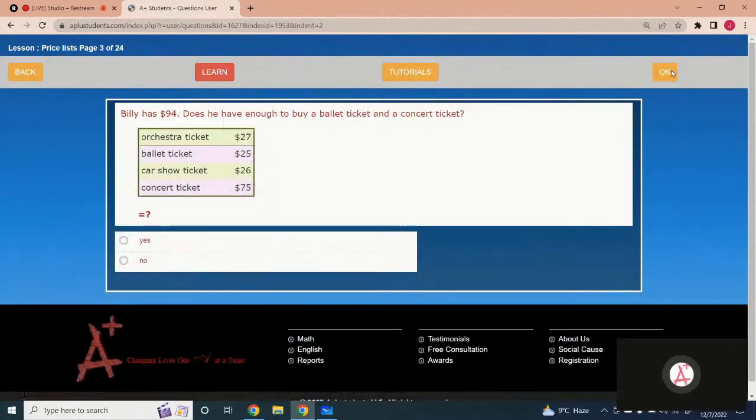It's okay. Okay, the next one is Billy has $94. Does he have enough to buy a ballet ticket and a concert ticket? The ballet ticket is $25 and the concert ticket is $75. So 75 plus 25 is? Okay, 75 plus 25 is $100. So is $94 enough to buy the tickets? No, because 75 plus 25 is 100. Just add the ballet ticket, 25, and the concert ticket, 75. Just add up the ticket prices. It would be 100, but he has 94. So 94 isn't enough to buy the $100 tickets. Got it? The answer is no.